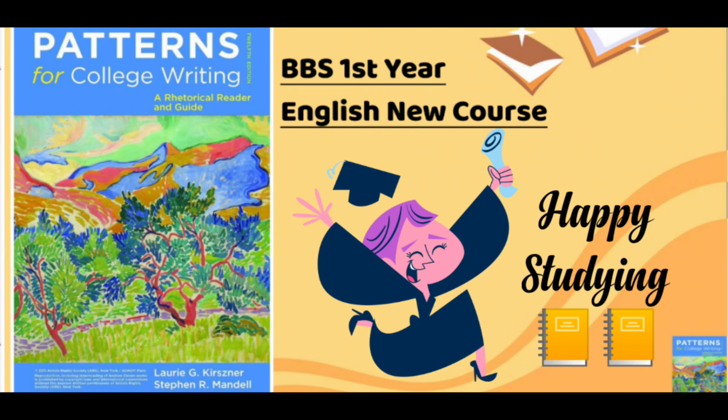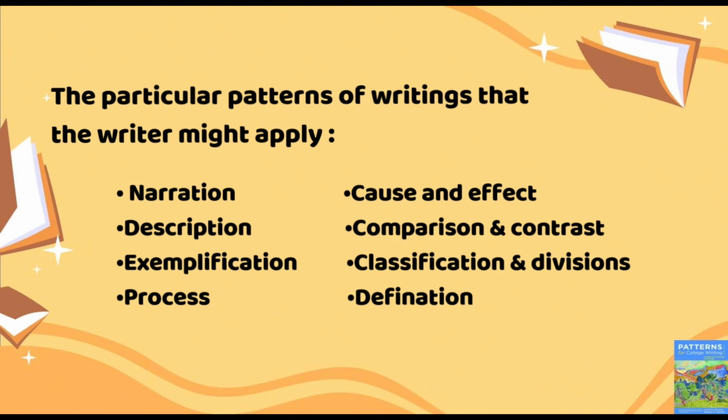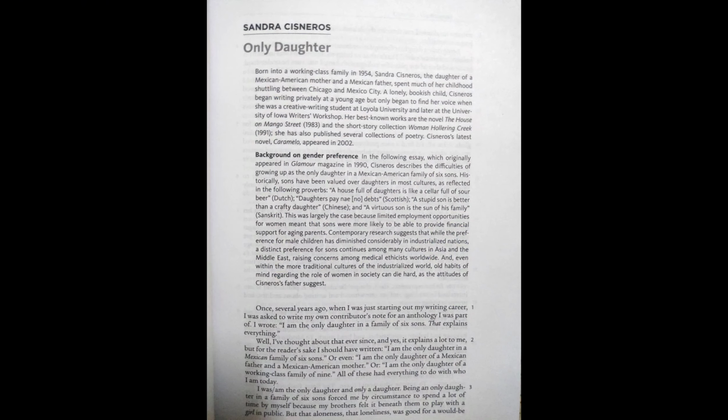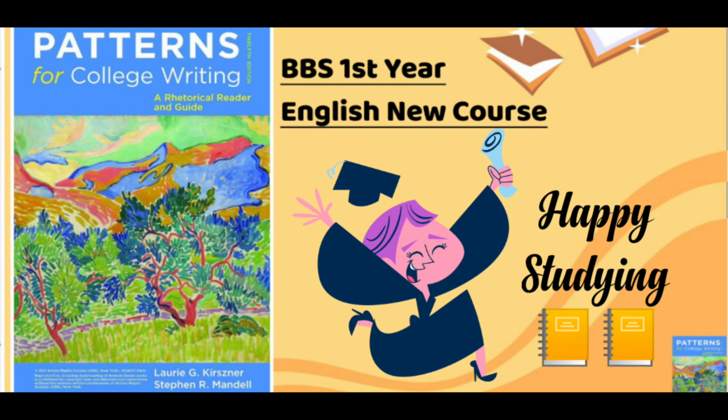Now we are moving to the next topic, the particular patterns of writing that the writer might apply. As you can see on the screen, I have mentioned here 8 patterns of writing. The first one is narration. It talks about what happened, when it happened, where it happened, and who did it. As illustration, we can take Only Daughter by Sandra Cisneros and My Mother Never Worked by Bonnie Smith-Yackel, and we will be discussing these essays in upcoming videos.